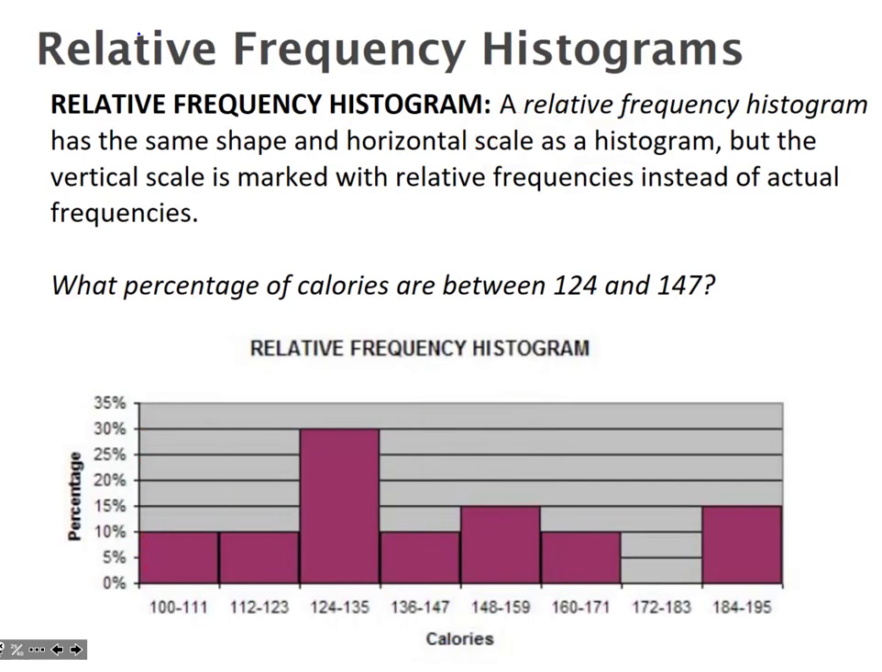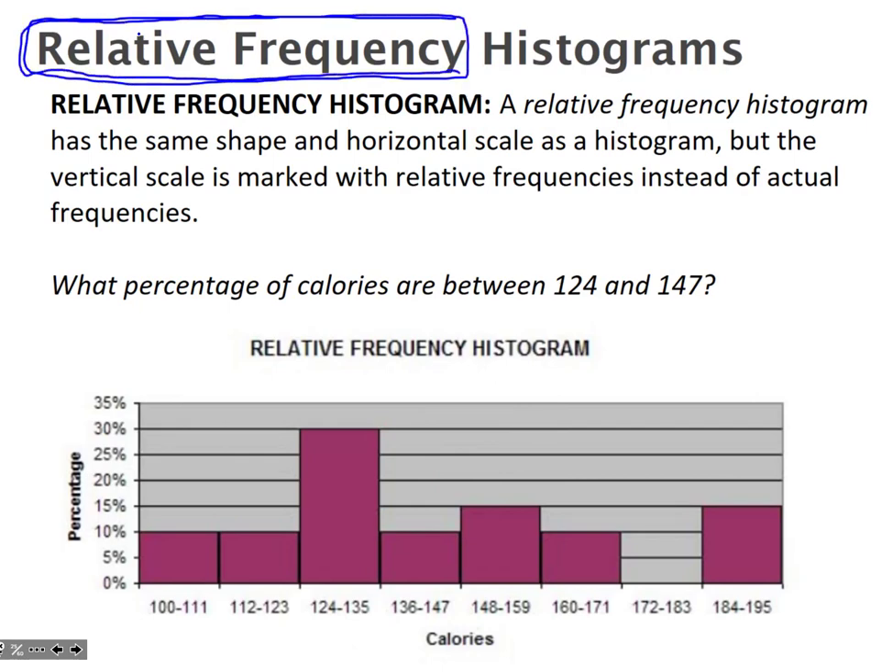One last thing with histograms is to remind you that the frequencies can be raw data or they can be relative frequencies. So you've got the title here saying relative frequency histograms. They still have the same shape, horizontal scales, but the vertical side is marked with relative frequencies. Remember, those are percents instead of the actual frequencies, the raw data.